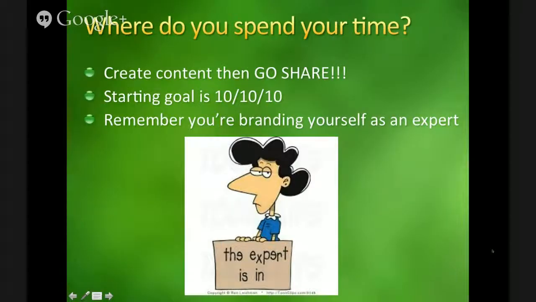One second. Cool. So the biggest thing is, where do you spend your time? Because your time is the only and most valuable asset that you cannot get back. So it's basically create some content. Don't overspend on it. The biggest thing is to go share it. A good starting goal is 10-10-10, which means go for getting 10 likes, 10 comments, and 10 shares. And remember, all of this just goes back to the fact that you're branding yourself as an expert. So content, share, and then look at your goals.